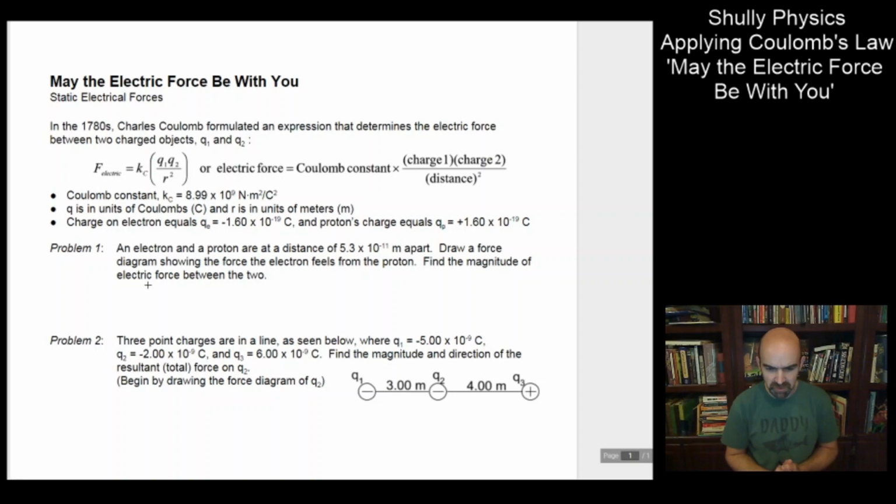So an electron and a proton are a distance 5.3 times 10 to the negative 11 meters apart. Draw a force diagram showing the force the electron feels from the proton. If you haven't drawn a force diagram before, it's fairly easy. What I'm going to do is just indicate a proton with a positive, an electron with a negative, and we need to draw a force vector, an arrow, showing the force the electron feels from the proton.